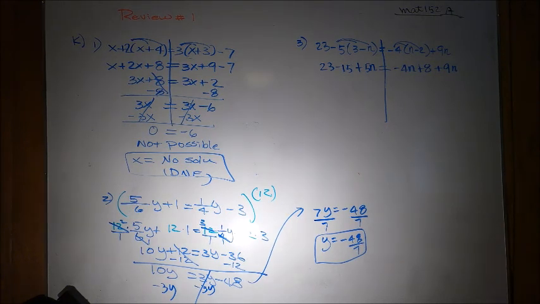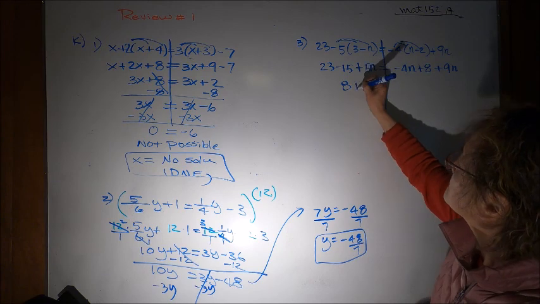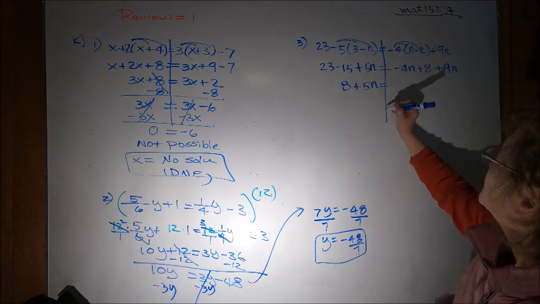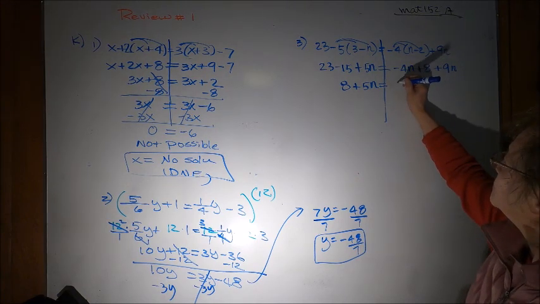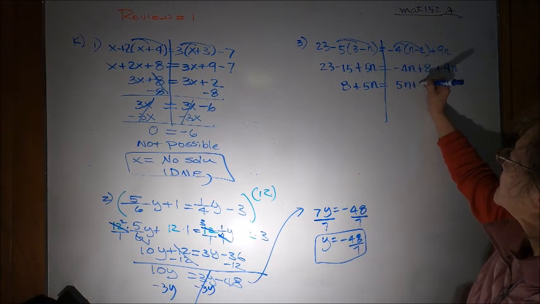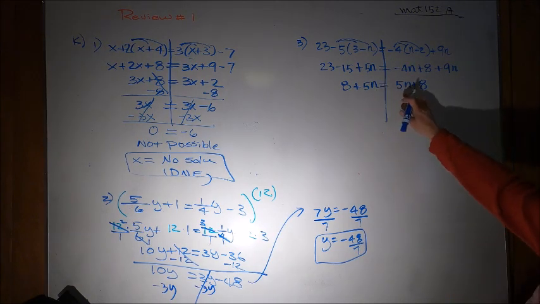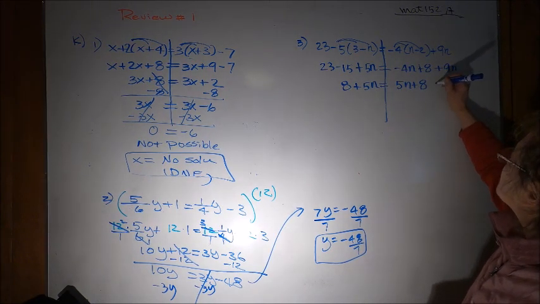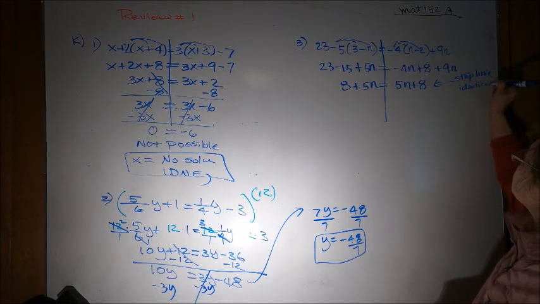And make it simpler by doing what? Combining like terms. So 23 minus 15, that would be 8, right? And this one, negative 4n and 9n would be 5n plus 8, right? You can stop here, and you say you can stop here because they are what? Identical, right?